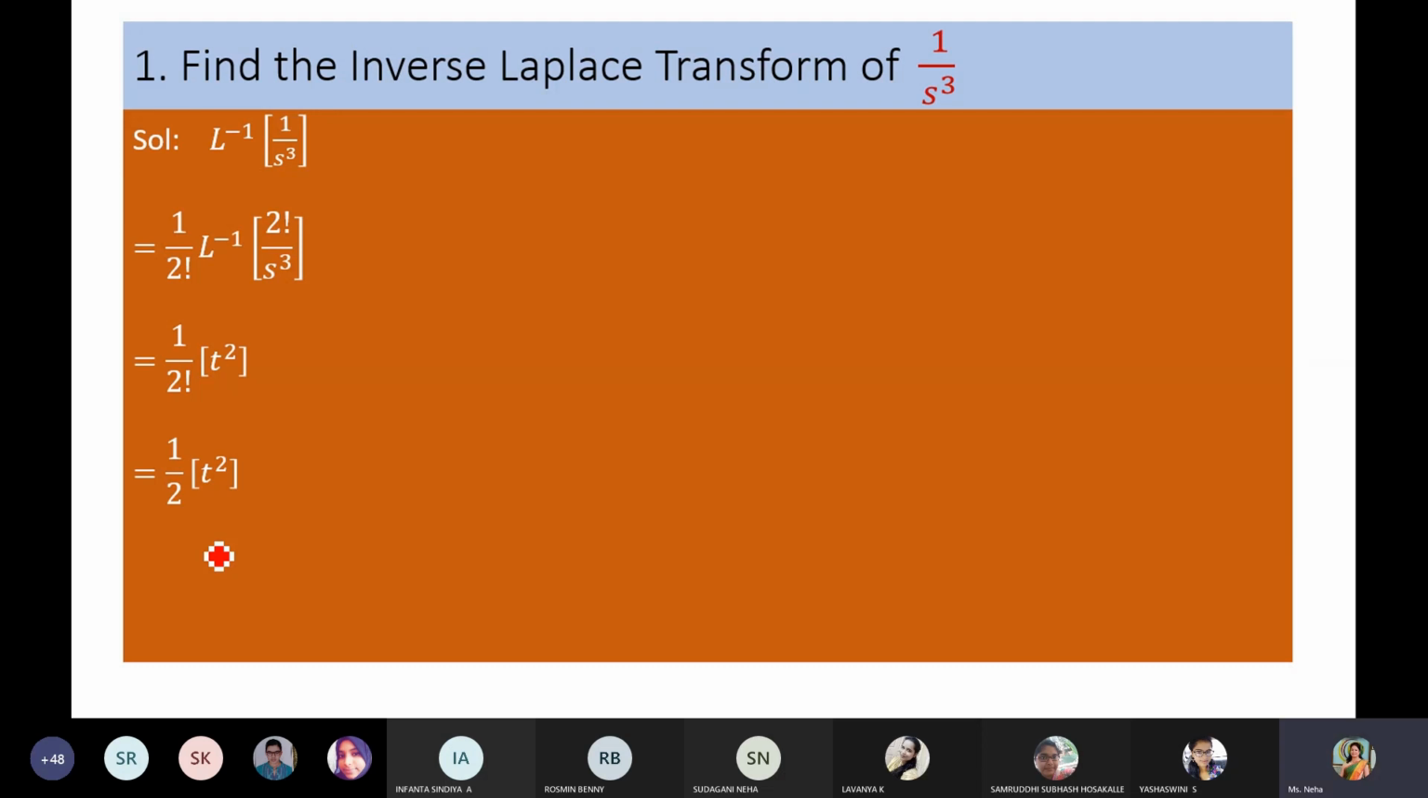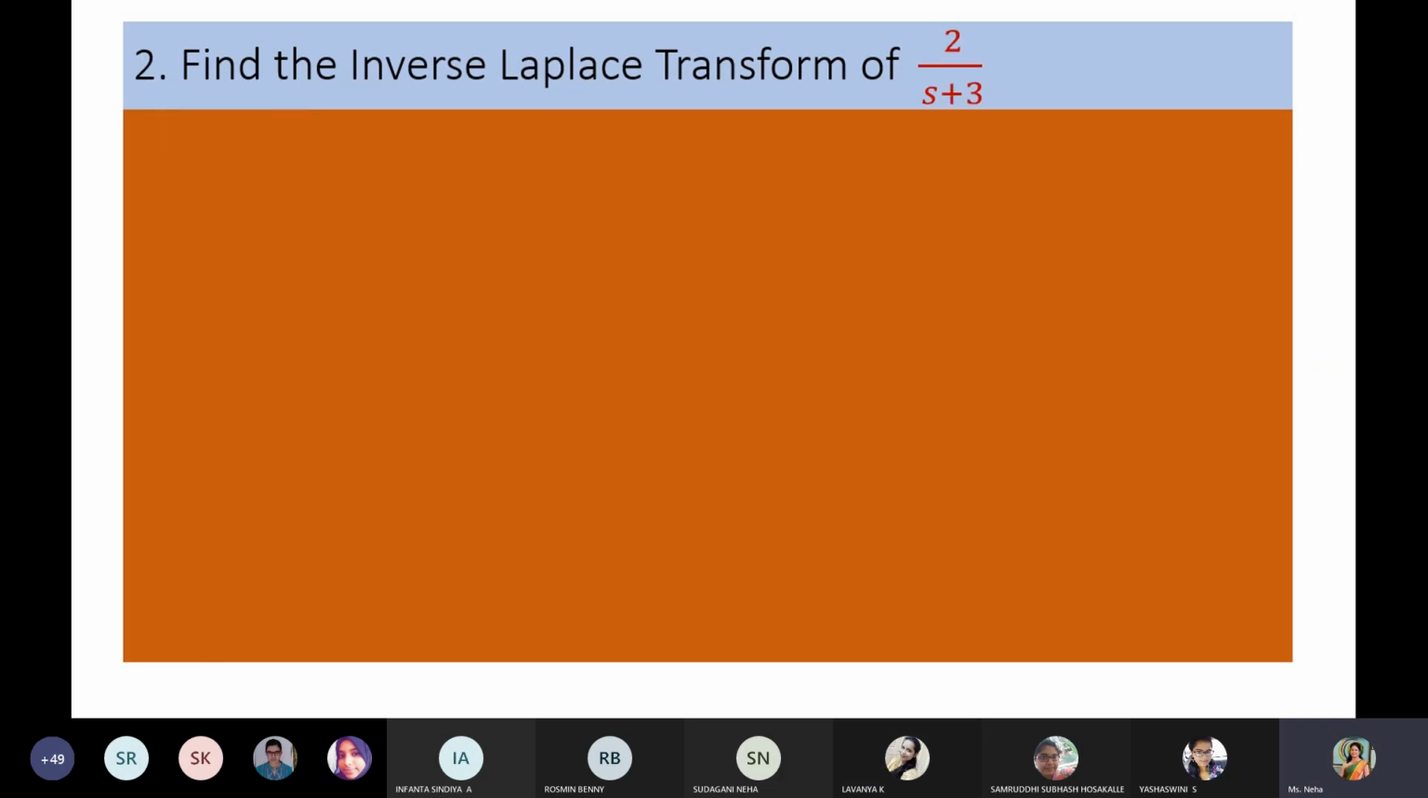Understood, Lavanya? You have to remember the formula. Lavanya, I can't hear you. Maybe some internet issue. We'll move to the next one. Okay. So the final answer is t square by 2.